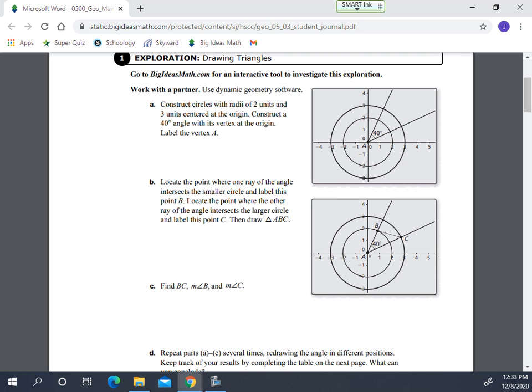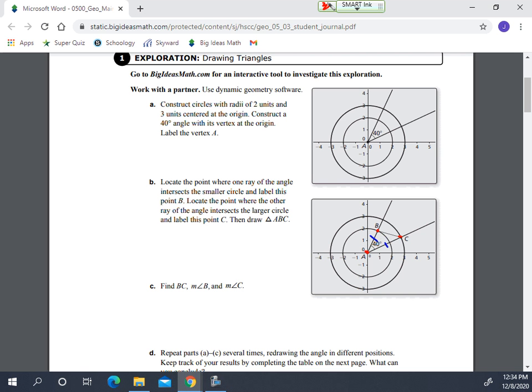This exploration you guys can do if you'd like. What this example is saying is we have points A, B, and C, and A is at a 40-degree angle. We're not going to change that. What they want you to do is find the lengths of AB and AC.